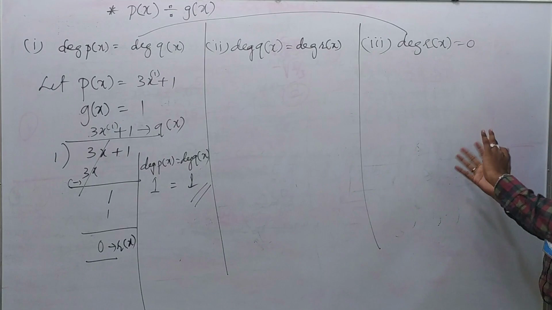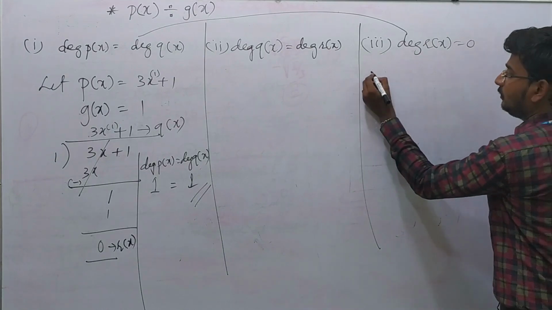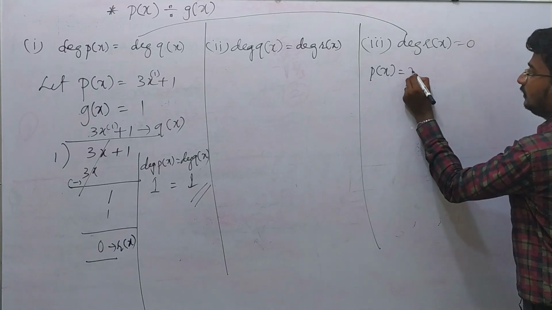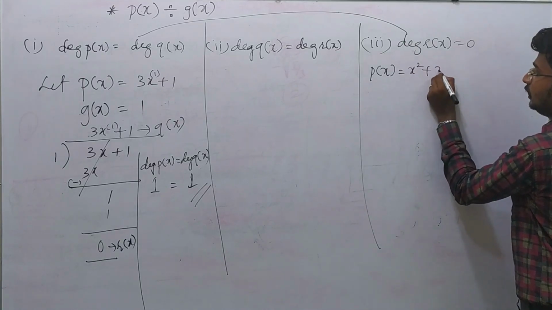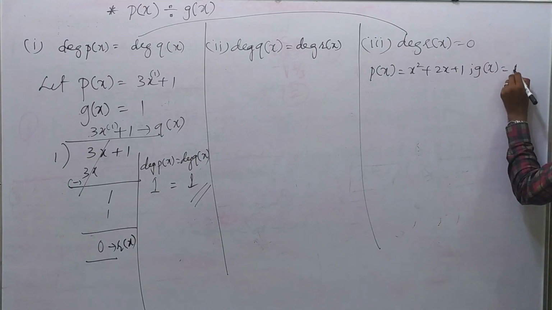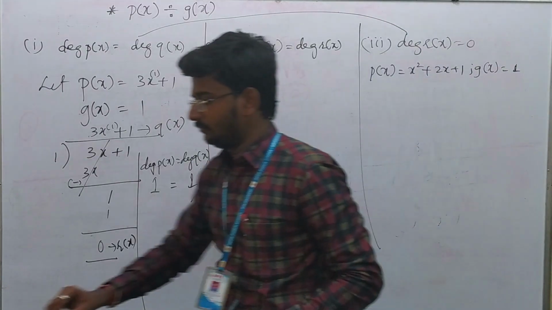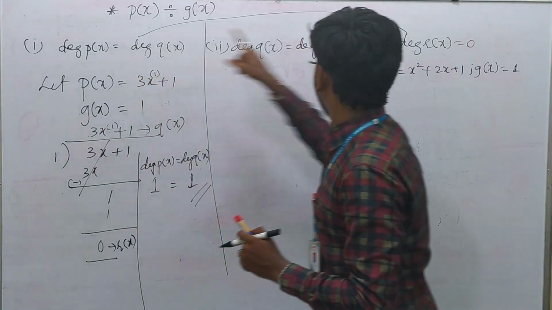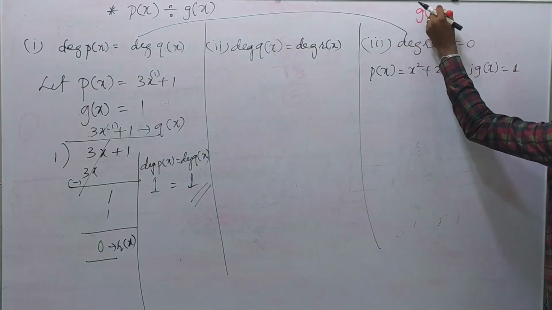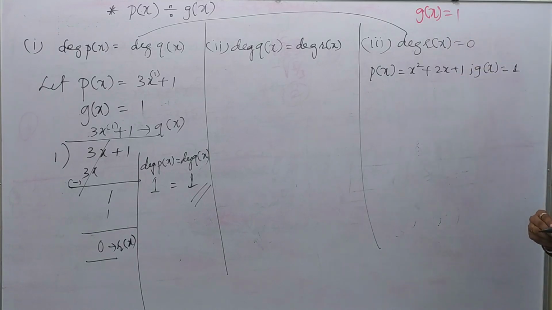If not, if you want some other example, I will explain this with the help of some quadratic equation. Think that I will take x square plus 2x plus 1, and g of x, again, every time I will divide it by 1. This is more important. For the first and last condition, always take the g of x value as 1.